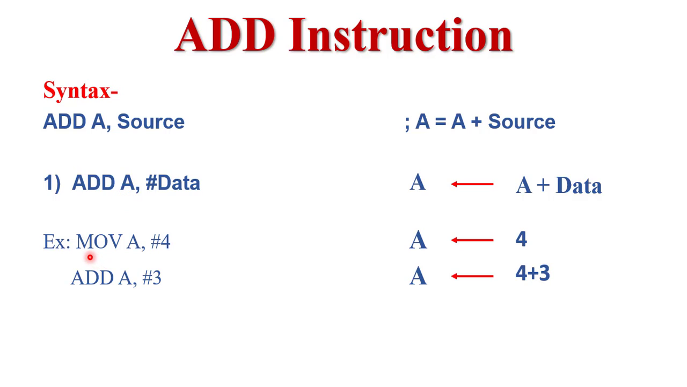So for loading data into the accumulator register, we use this instruction: MOV A, #4. This instruction tells that we copy this immediate data into the accumulator register. After execution of this instruction, the accumulator register contains the value 4. So when this instruction is executing, A contains 4, and the immediate data is 3. So we can say that 3 plus 4 equals 7, and the result is stored in the accumulator register. So 7 is stored in the accumulator register.